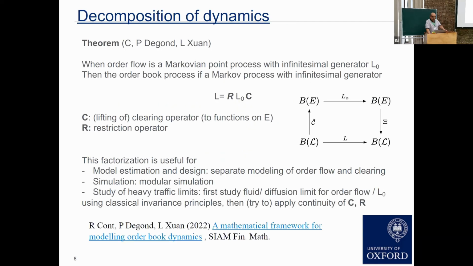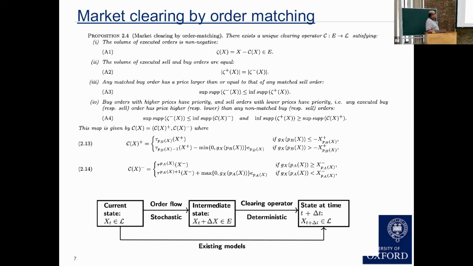The clearing operator is really something very intuitive. It will match the orders which can be matched because the prices correspond and their signs are opposite. It maximizes the volume of matched orders. And once it does that, it just declares that the others are outstanding orders.